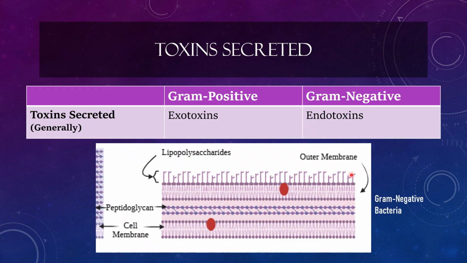Endotoxins are heat-stable lipopolysaccharide components, and these lipopolysaccharides are not found in gram-positive bacteria. They are only found in gram-negative bacteria. They are released mainly upon cell death or lysis and cause severe immune responses in humans, including fever, inflammation, and potential septic shock.